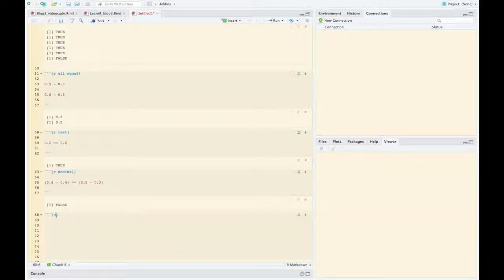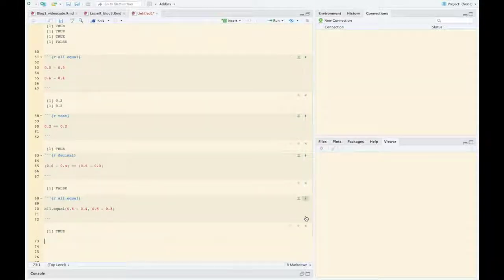To avoid this issue, if you're comparing decimal values that come from calculations, it's always safer to use the all.equal function, which adds a tolerance to the comparison, which means those tiny little imprecisions are ignored. Because that imprecision is very small, it's usually considered quite safe to use all.equal in this instance. So just bear that in mind if that's the kind of thing you're going to be doing within R.